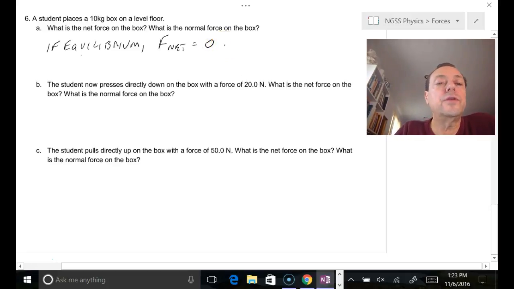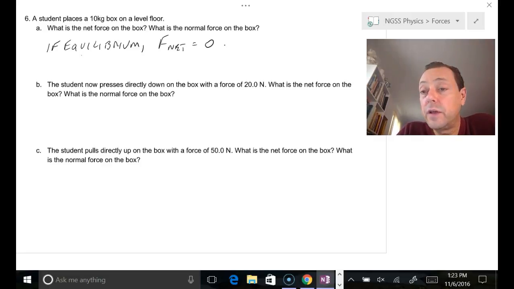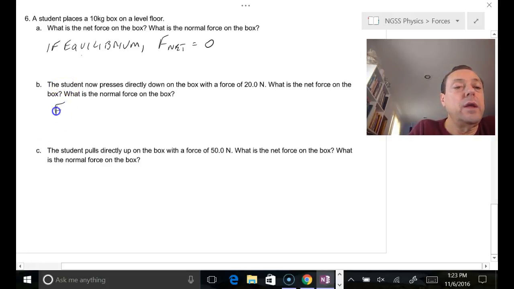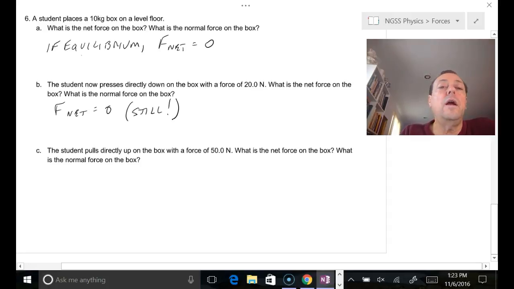If the student now presses directly down on the box with a force of 20 newtons, what is the net force on the box? Guess what? If it doesn't accelerate, it's still in equilibrium. And what is the normal force on the box? Well, F net equals 0 still. And what is the net force on the box?